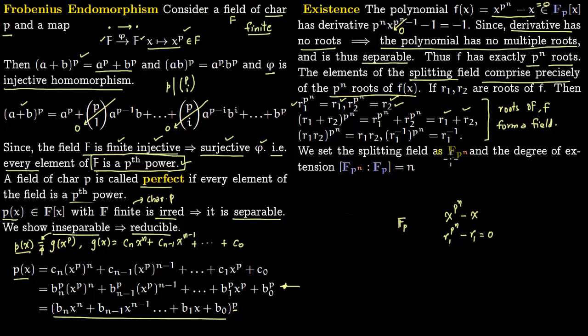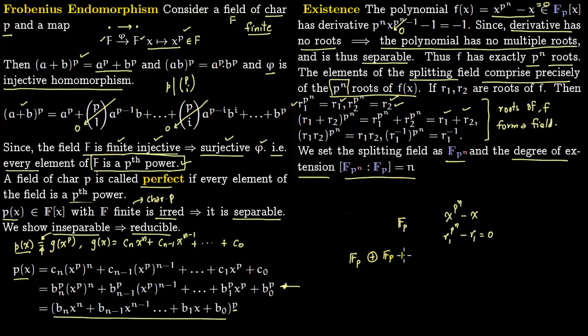So we set the splitting field as F_(p^n) because it has p to the power of n elements, p to the power of n roots which are forming this field. And the degree of extension F_(p^n) over F_p is precisely n. So notice that this is n here. The polynomial has degree p to the power of n, but this is n.